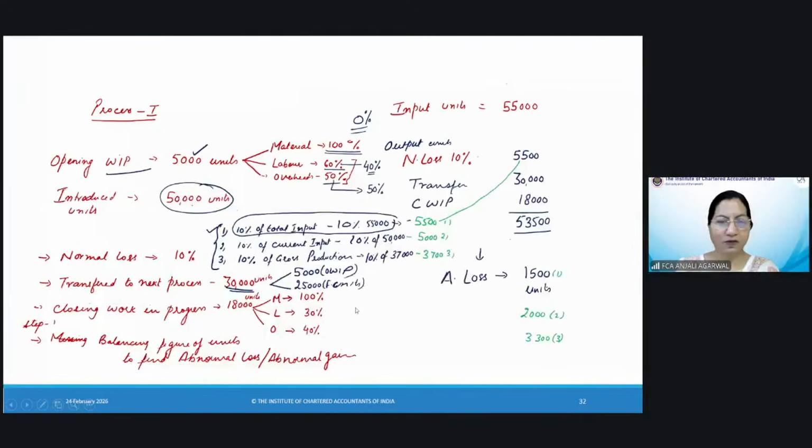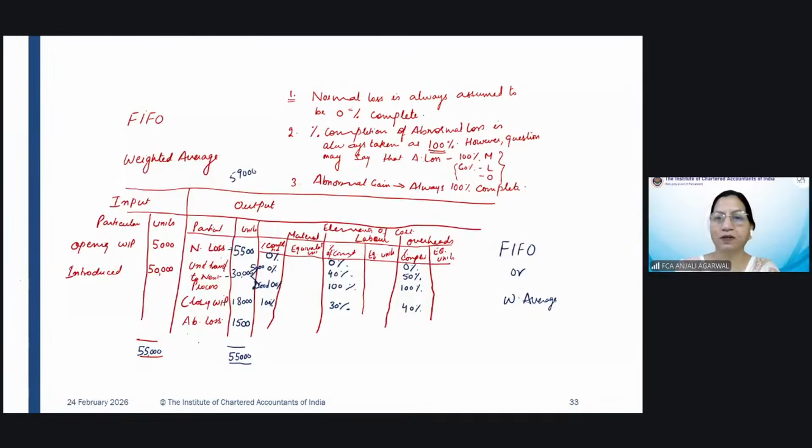The question does not talk about scrap percentage completion. How much percent is scrap completed? So we assume abnormal loss to be 100% completed. Then we realized it's an abnormal loss or a defective unit and discarded that.